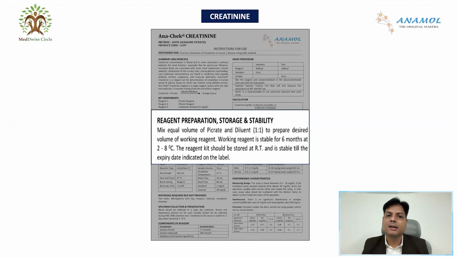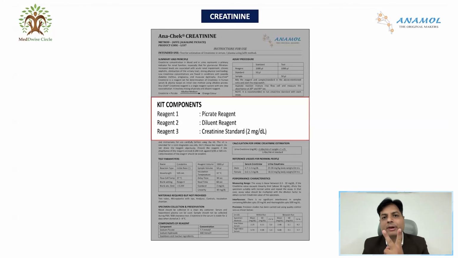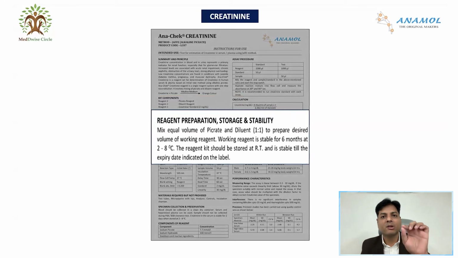Now here you can see that when we saw the kit components, we saw that there are two different reagents in the kit. One is reagent 1, which is picrate reagent, and one is reagent 2, which is the diluent reagent. Now, when we understand reagent preparation, we see that we have to mix the picrate and the diluent reagent in 1:1 ratio. Now, what is this 1:1 ratio? 1:1 means if we take one part of picrate, then we have to take one part of the diluent and we have to mix it.